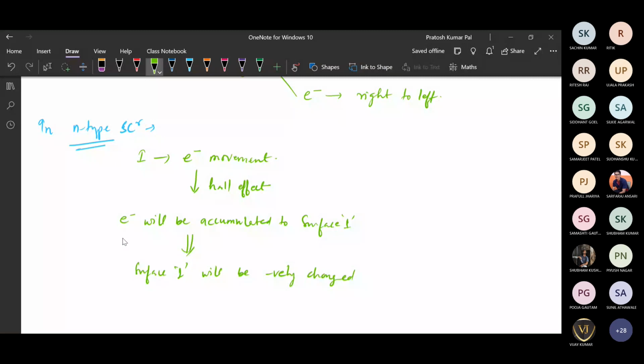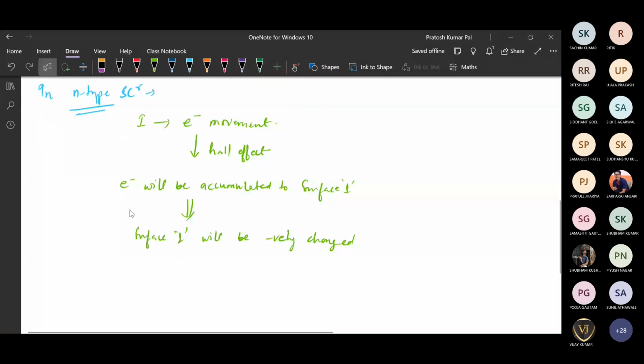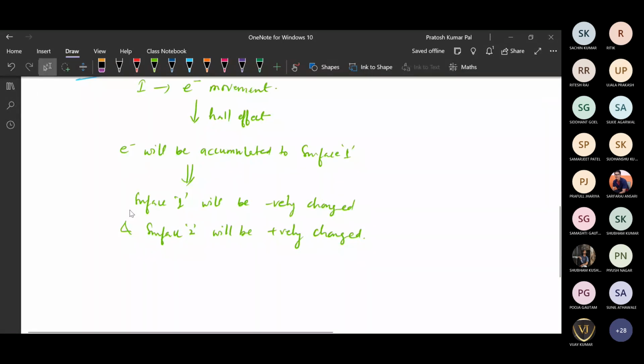And we can say surface 2 will be positively charged. Okay, so if surface 1 is negatively charged and surface 2 is positively charged, that means the two surfaces will have a potential difference.